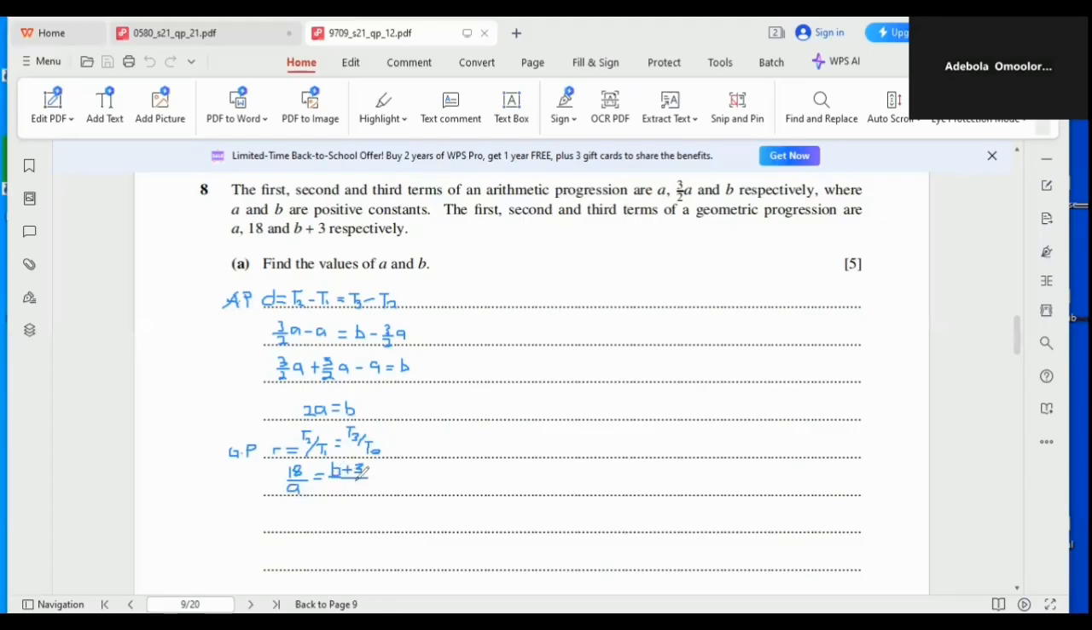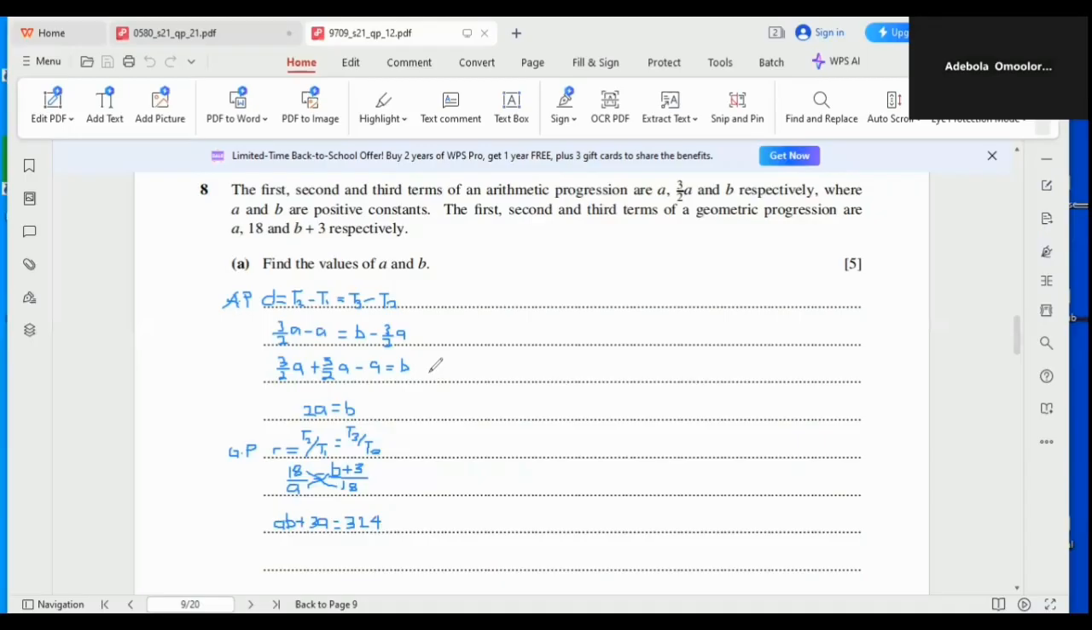So 18 over A is equal to B plus 3 over 18. Now at this point, you can just cross multiply to get another expression. We'll do A times everything here, which gives AB plus 3A, is equal to 18 times 18, which is 324.